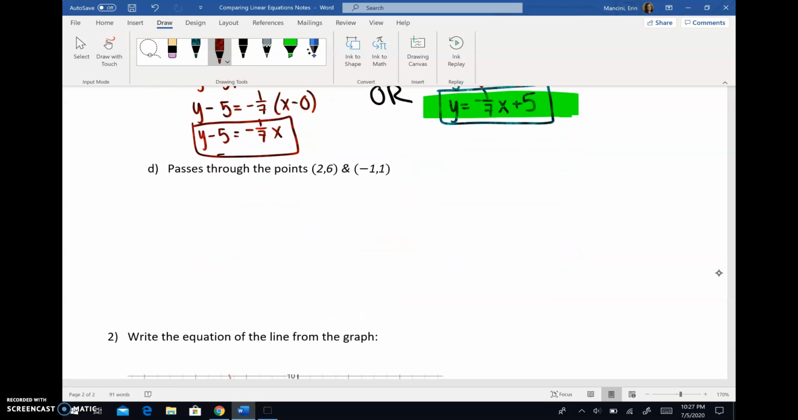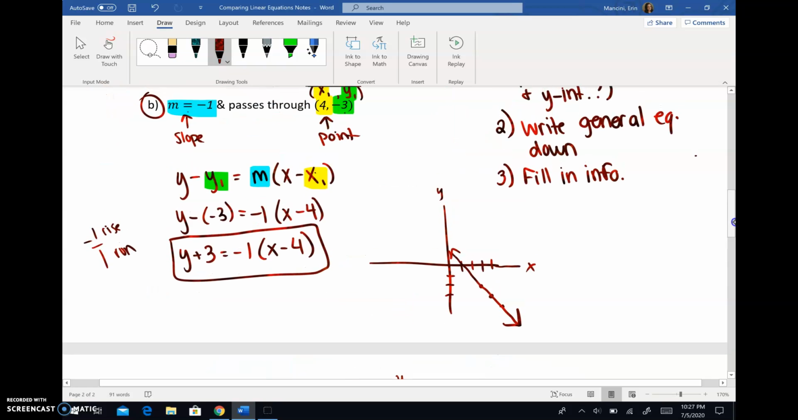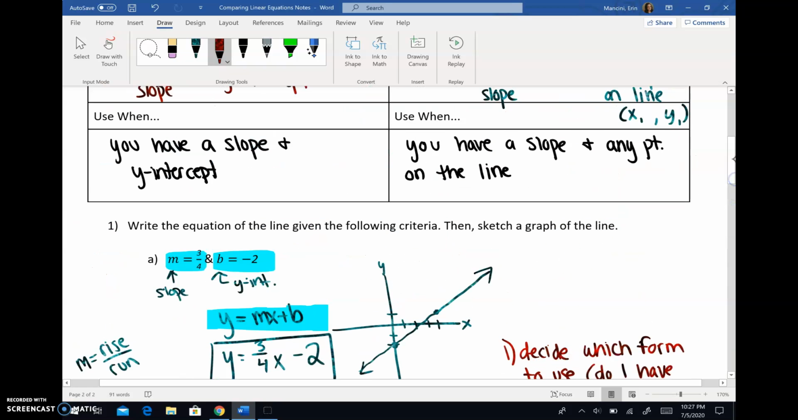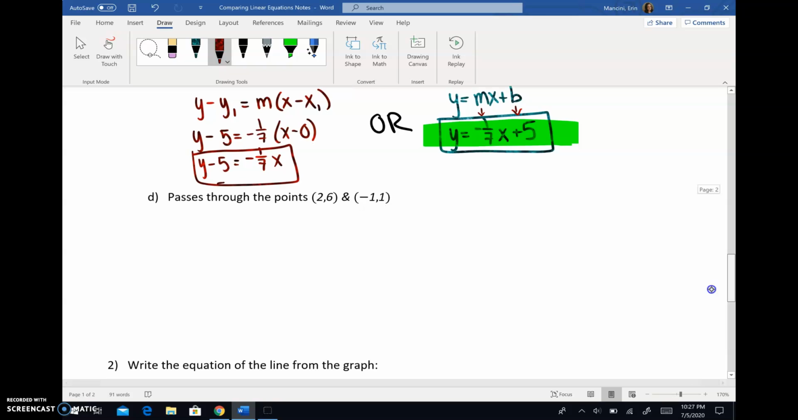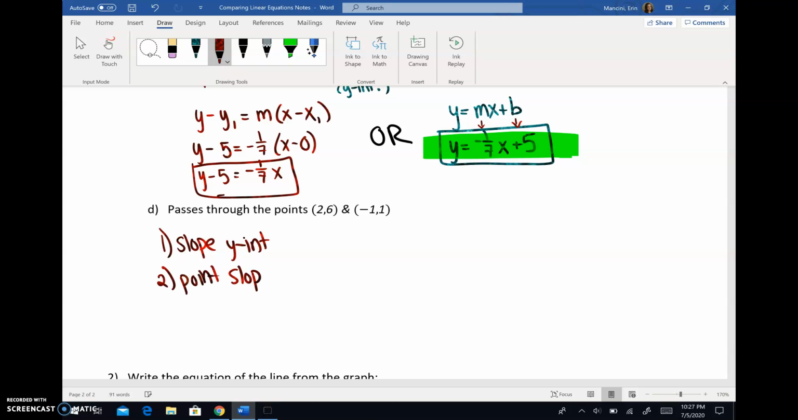The last one should be the hardest because you will notice I don't give you a slope. In all the other problems, I said m is negative 1/7, m is negative 1, m is 3/4. Here, I just give you 2 points. To write the equation of a line, we either need the slope and the y-intercept, or a point and a slope. We don't have the slope, so we can't write it in either of those forms.